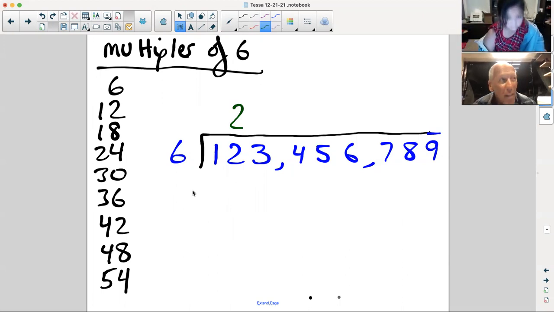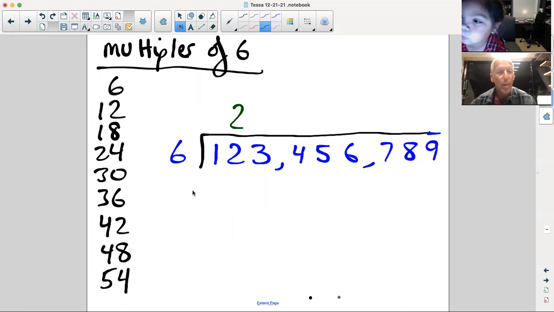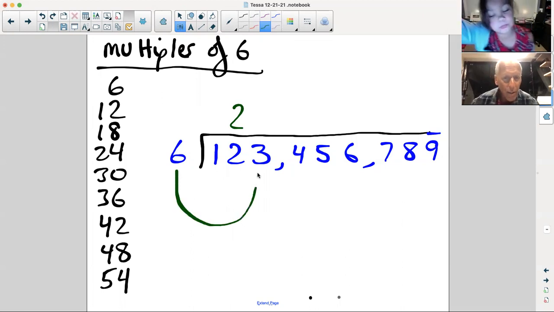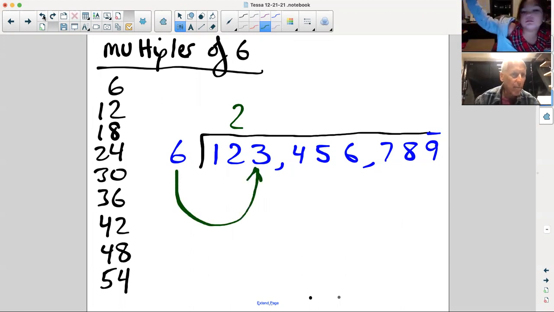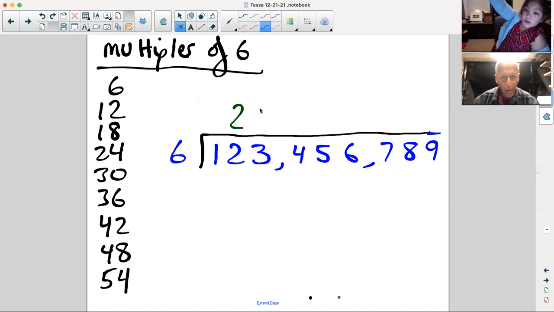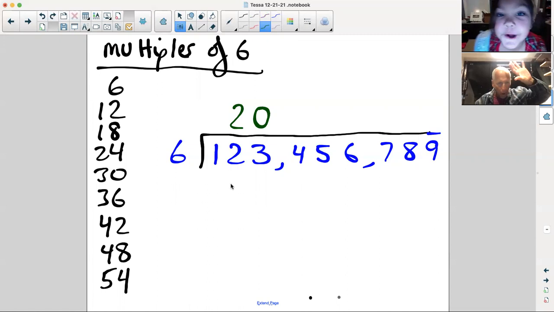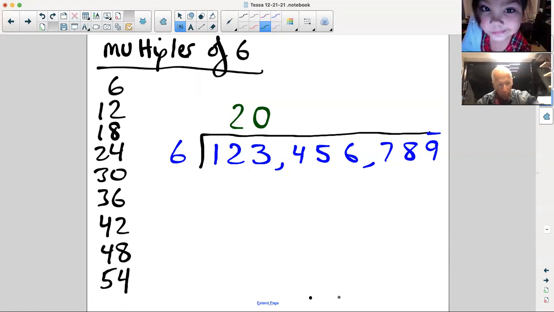Okay, now the next one is a little tricky, but I'm really excited to show you what to do, unless you can tell me what to do. So now you say 6 goes into 3 how many times? 0 times. So you have to actually put the 0 there. And then what's your remainder? Look at me in the eyeballs. When you take 0 away from 3, what do you have left? 3. Of course. So that is your remainder, Tessa.